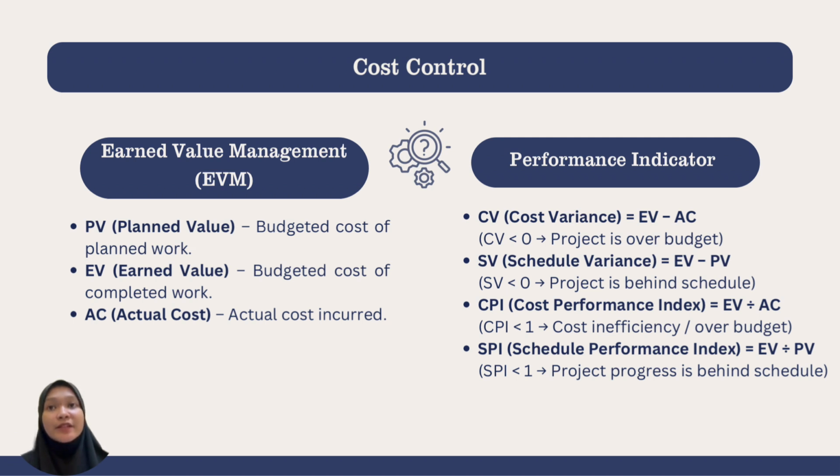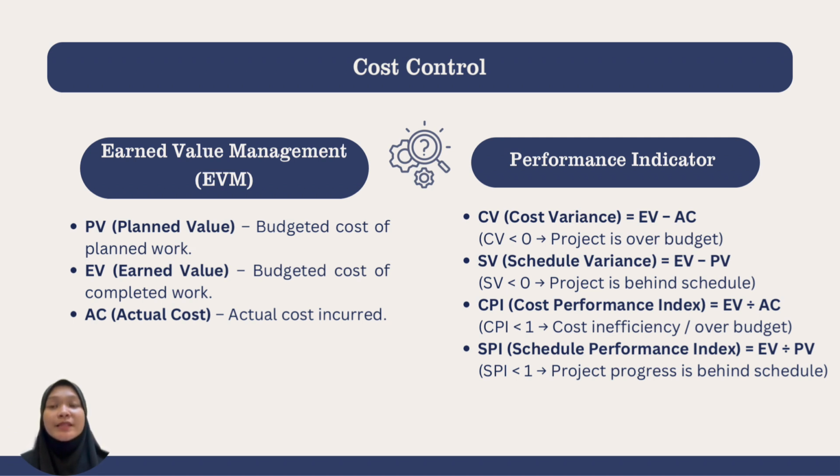Second, schedule variance or SV, which is EV minus PV. A negative value indicates that the project is behind schedule. We also calculate cost performance index or CPI by dividing EV by AC. If CPI is less than 1, it shows cost inefficiency and indicates the project is over budget.